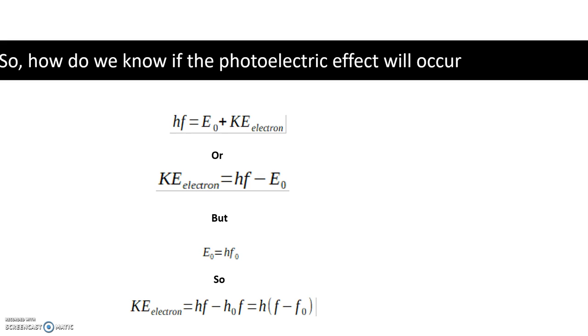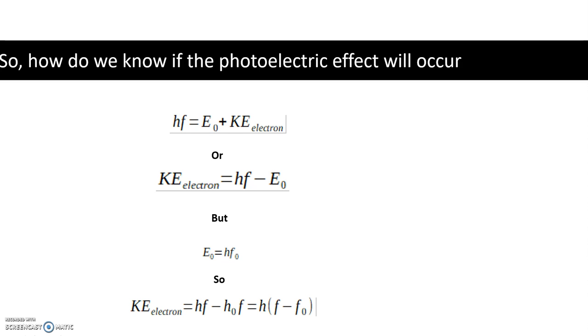And I just realized there is a notation error. That should not say h sub naught in the middle. That should say f sub naught. And that should just be h. That's just Planck's constant. Okay, so I just did a little factorization there.